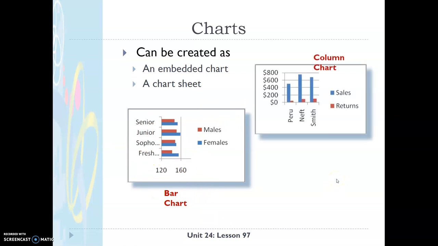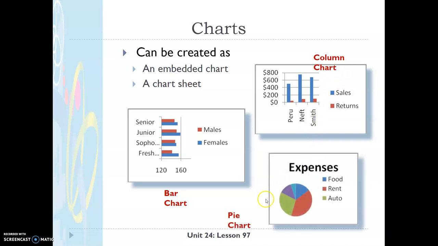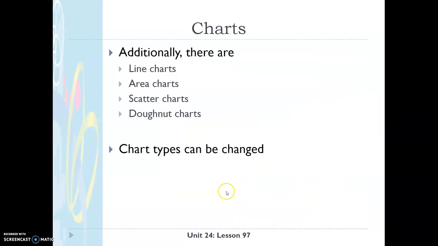Versus a column chart. With the column chart, we have the columns moving vertical. A bar chart, the bars move horizontal. So horizontal versus vertical. Column for vertical, bar for horizontal. Then there's also the pie chart, which is also a good representation, where it indicates different pieces of the pie, which can be indicated by different colors. Now, additionally, there are also line, area, scatter plots, and donut charts.